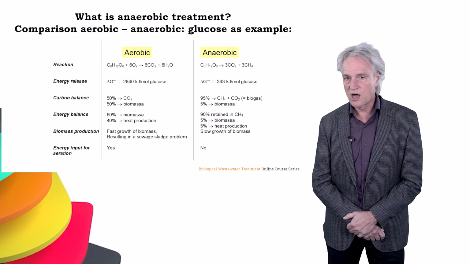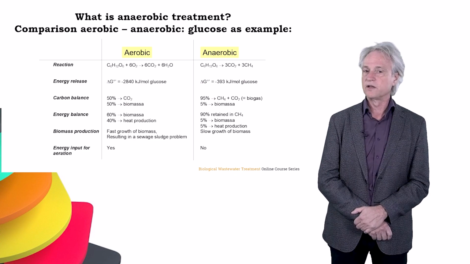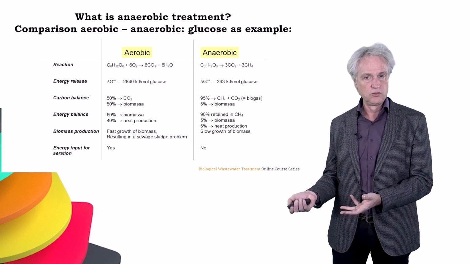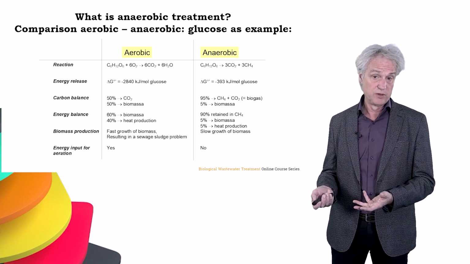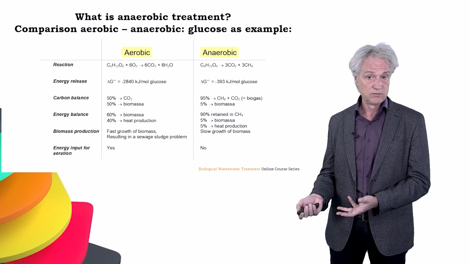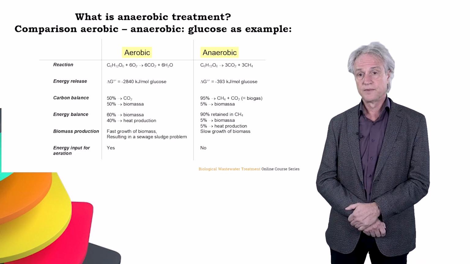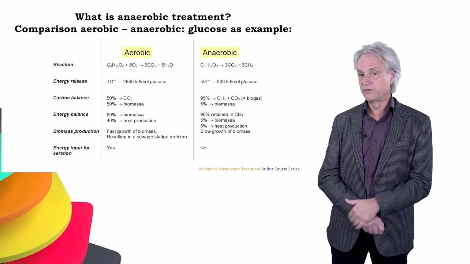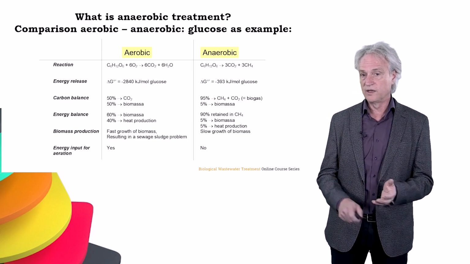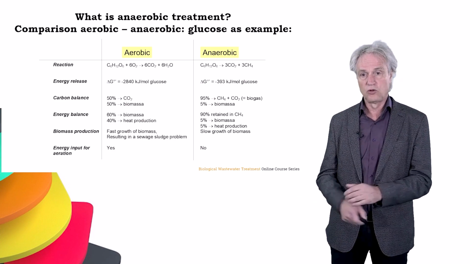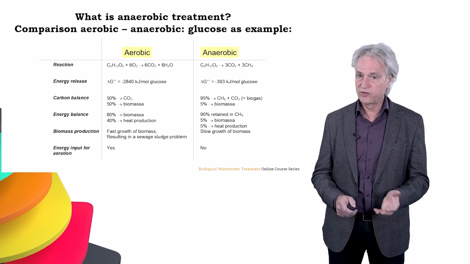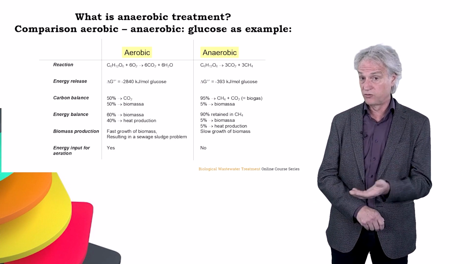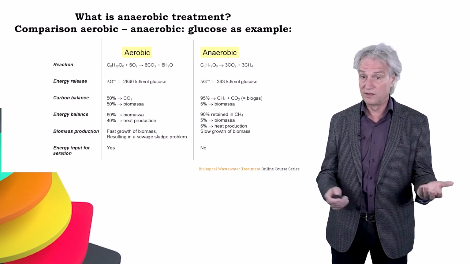The third line is the carbon balance. We see here that 50% of the carbon goes to CO2 and 50% of the carbon of glucose goes to the biomass, the newly grown bacteria. And that's completely different than the anaerobic conditions. 95% of the carbon goes to methane and CO2, also called biogas, and only 5% of the carbon goes to the biomass, which is about 10 times less.